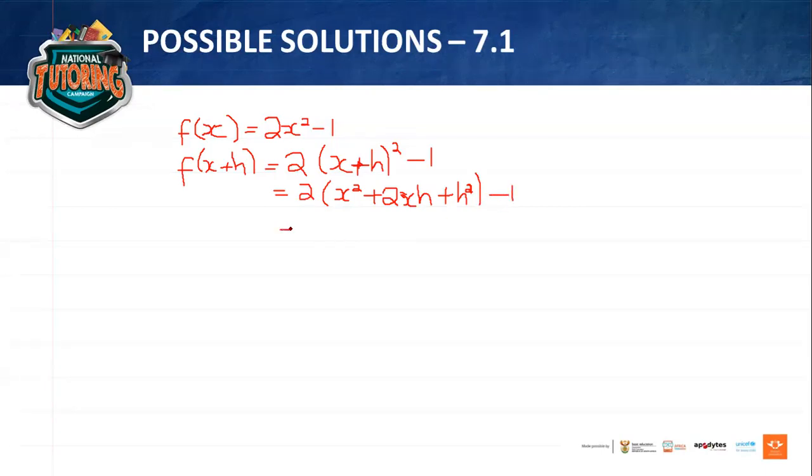So now you can choose to multiply everything by 2. If you do that, now we're going to have 2x squared, plus 2 multiplied by 2 is going to give us 4xh, plus 2h squared, minus 1. So now that would be our f at x plus h.